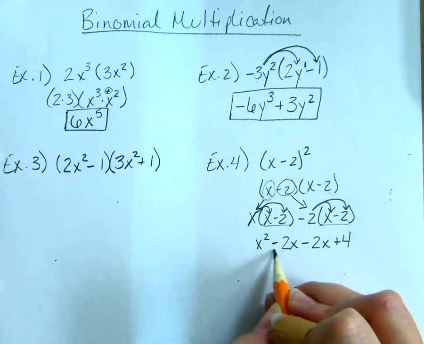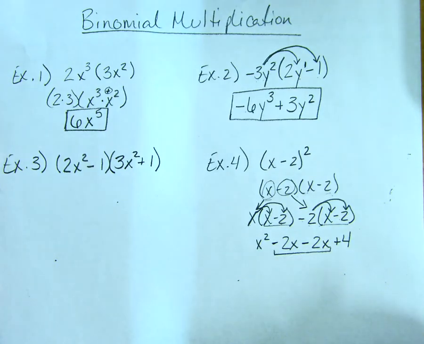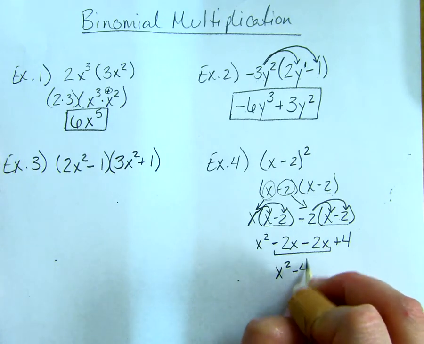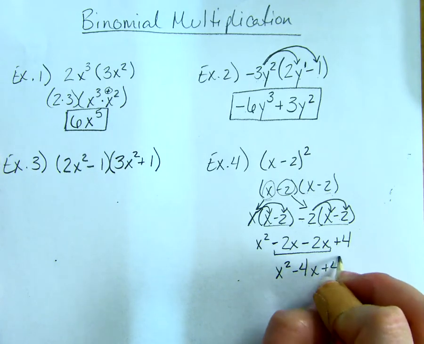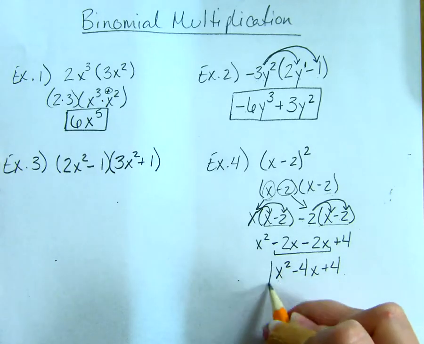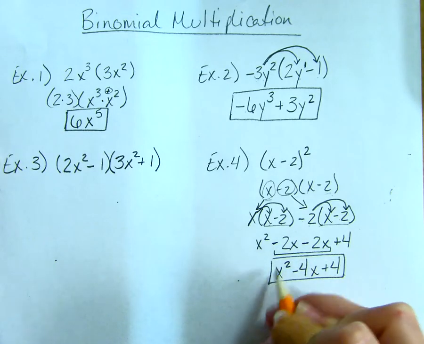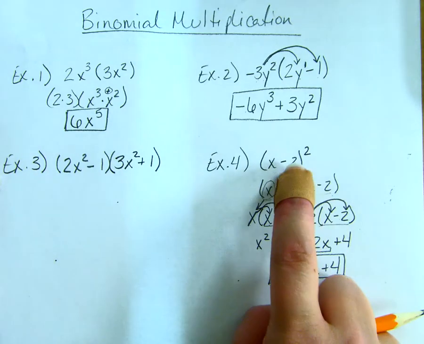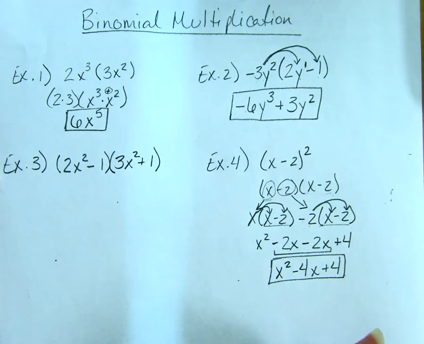Then I notice that right here in the middle I have like terms. Well, I'm going to go ahead and combine those. I'll have x squared minus 4x plus 4. And then I cannot combine anything else, so this one is done. This is actually what we call a perfect square trinomial. And we'll talk about taking it from a perfect square like this to a binomial like this. And we'll do that in the future.